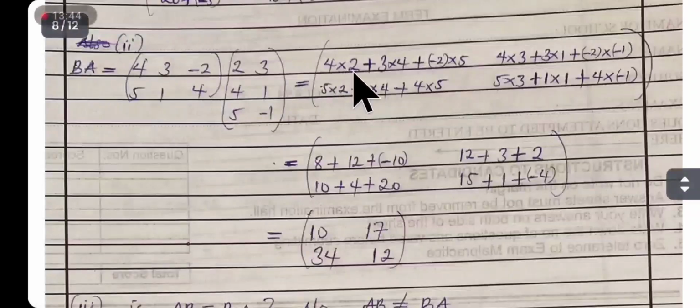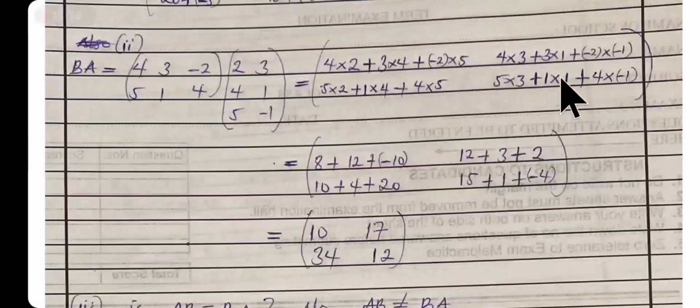Now you discover that 4 times 2 is 8. 3 times 4 is 12. Plus minus 2 times 5 is minus 10. Then 4 times 3 is 12. 3 times 1 is 3. Minus 2 times minus 1 is going to give us plus 2. Then we have 5 times 2, 10, plus 1 times 4 is 4, plus 4 times 5 is 20. Then 5 times 3 is 15. 1 times 1 is 1. Then 4 times minus 1 is minus 4.